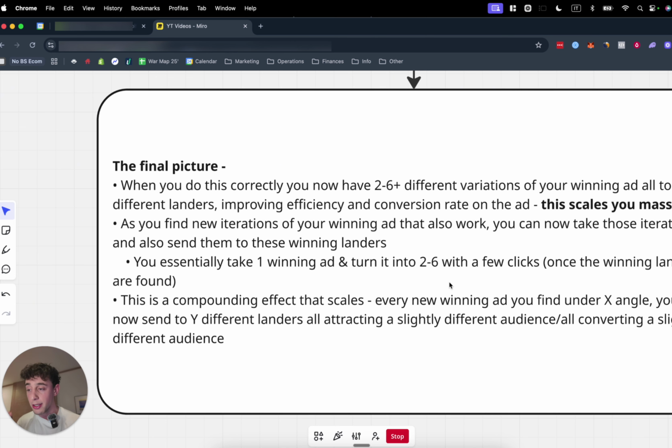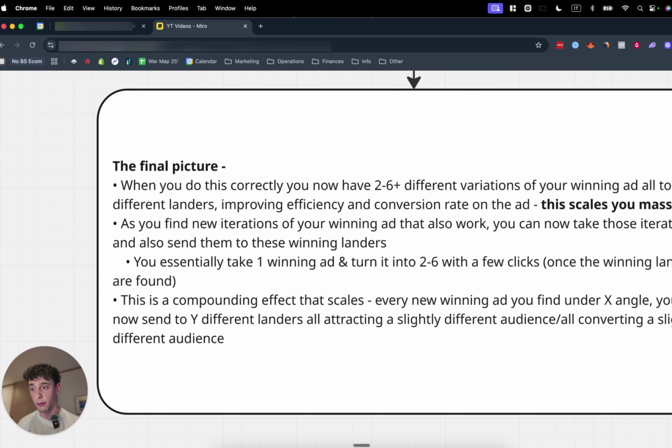And so as you find new iterations of your winning ad that also work, you can now take those iterations and also send them to these winning landers. So you essentially take one winning ad and turn it into 2 to 6 with just a few clicks, right? Once the winning landers are found. So let's say you have angle X, and now you have 2 winning landers, and then you improve it, you test an advertorial, a listicle, a 5 reasons why, whatever it may be, right? Now let's say you have 4 working pages for angle X. Every new winning ad you have under angle X, you can now send to these 4 different pages.